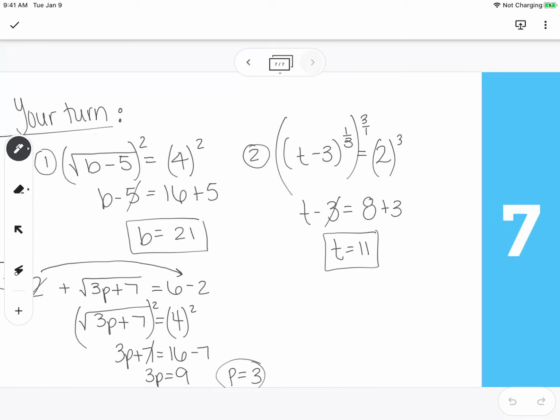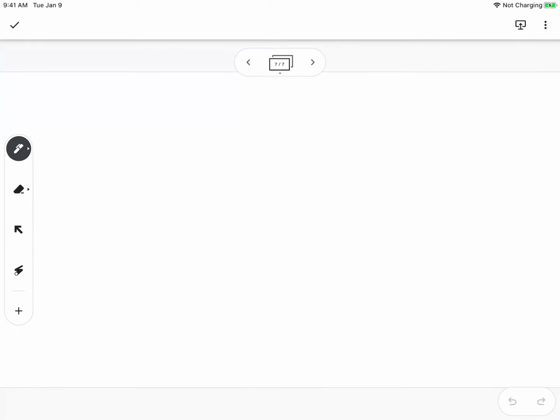All right, let's try another problem here. This would be number 4 on your turn. Give this one a go. We're going to do 3 plus 4 minus x to the 3/2 power equals 11. So copy that problem down, pause the video, work it out, and see if you get what I get.